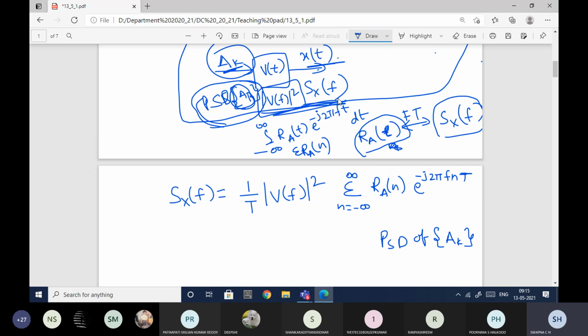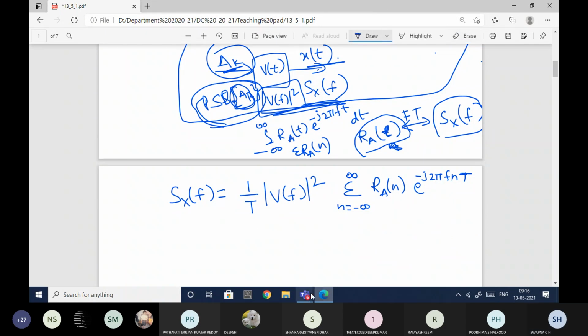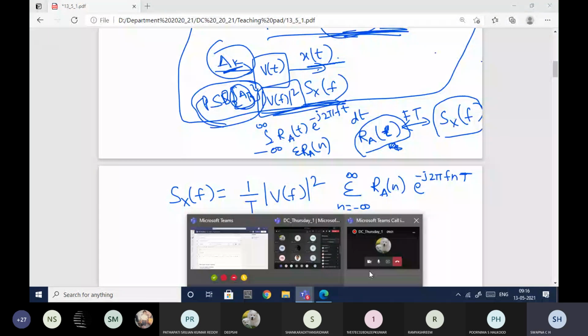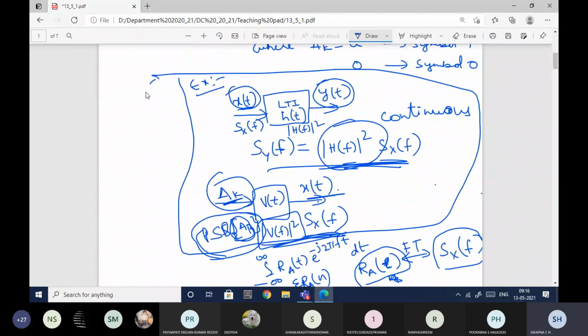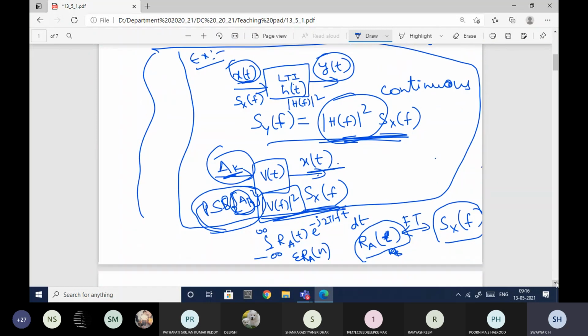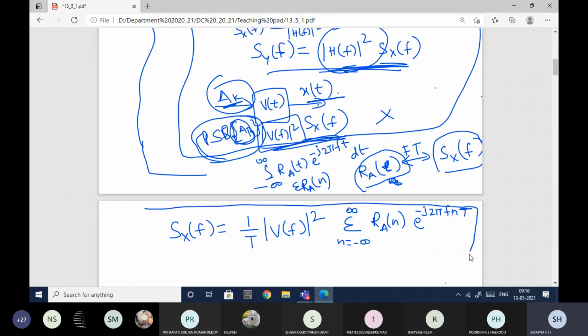Have you understood what I have explained here? Yes, ma'am. Okay, so you need not worry about all this story. Whatever I have done from here to here, if you understand, it is well and good. If you are not understanding also, it is okay, don't worry about all this. This is the main equation that we will be using to calculate the power spectral density of any given line code, any format you have.